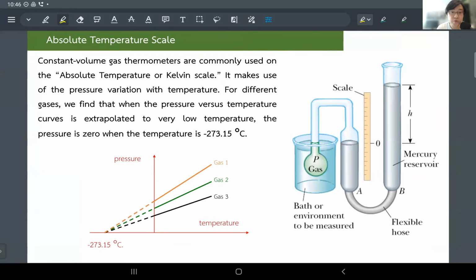What you have right here is the absolute temperature scale. You have heard of that. You probably have done chemistry before, right? And you probably have some devices to show you, hey, if you have a gas, the gas pressure drops down to 0 at the extrapolated point, if you do some experiment.